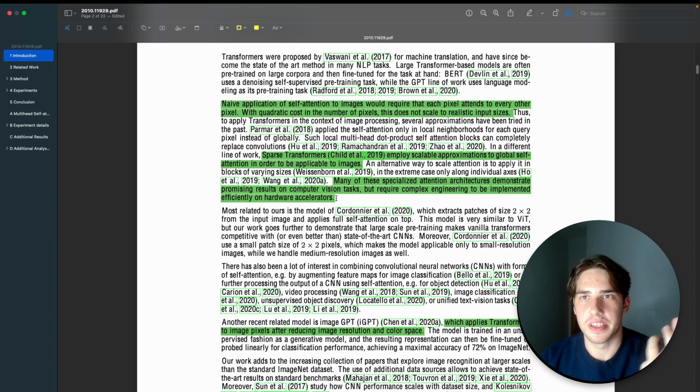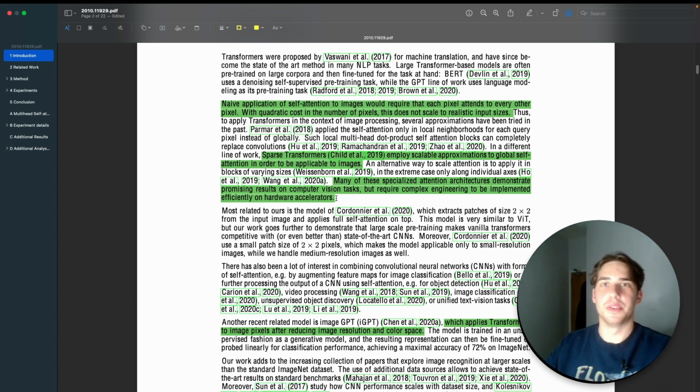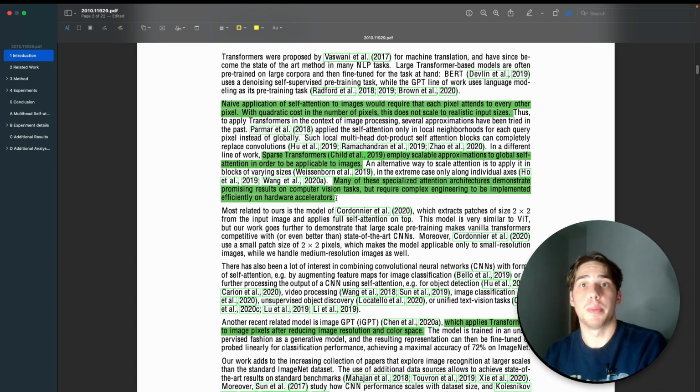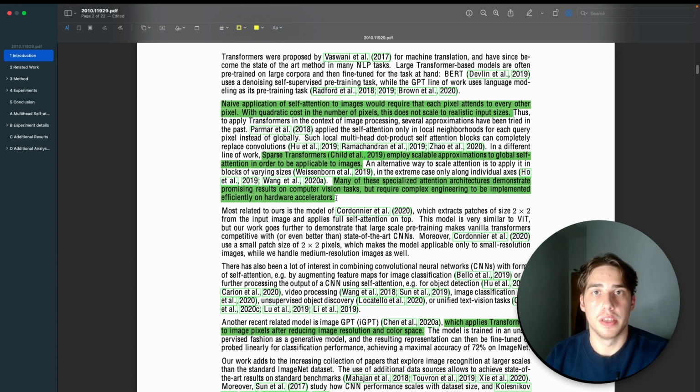So it wasn't really an easy task to convert images so they could be passed to a transformer and be efficient in terms of calculating the attention score. Now we can move on and see how Google did it in an efficient way.